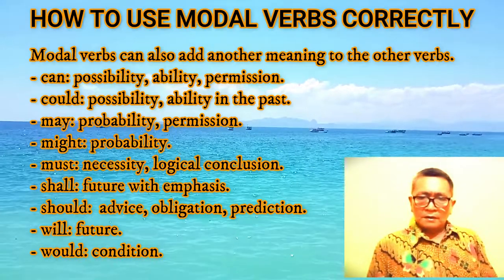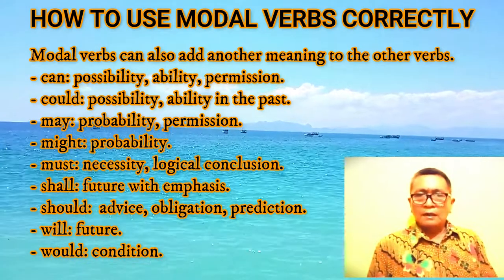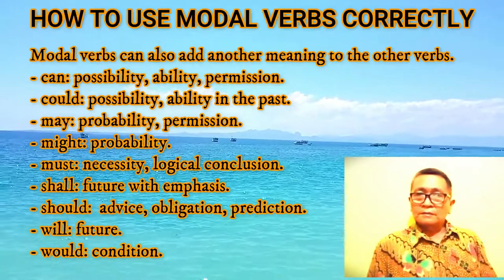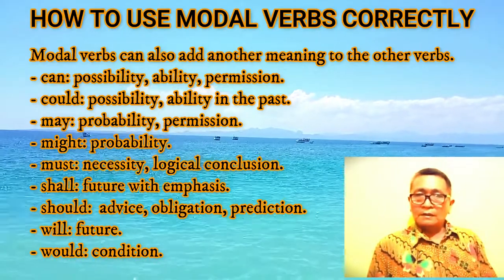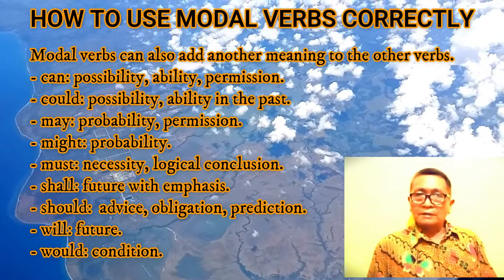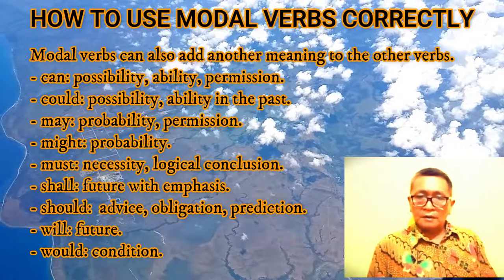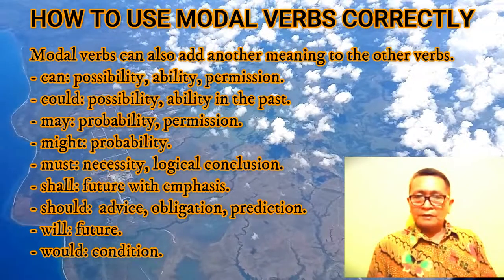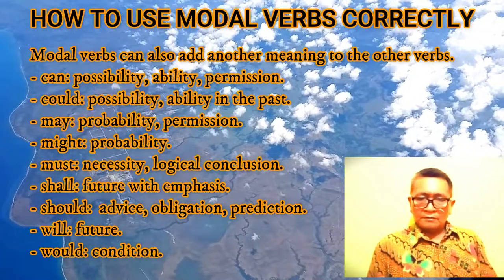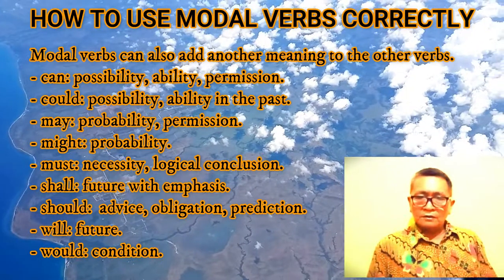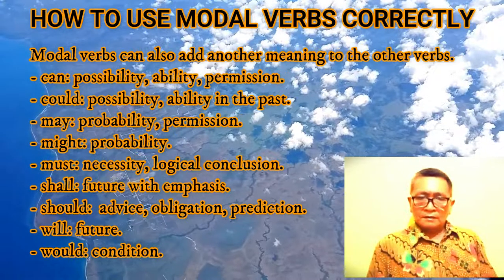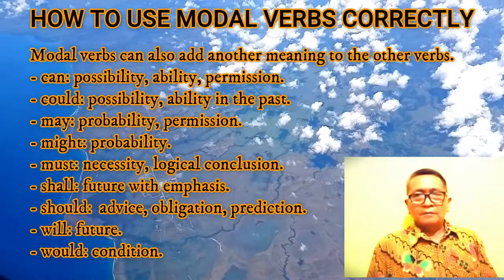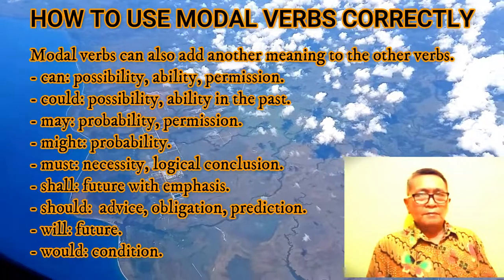Number one, after you show me the way, I can go myself. This is general. After you show me the way, of course, I can go by myself. Number two, they might visit us. They might visit us here means that maybe they will visit us. Number three, the flight should be on time. The flight should be on time means that the flight may be on time or maybe not.